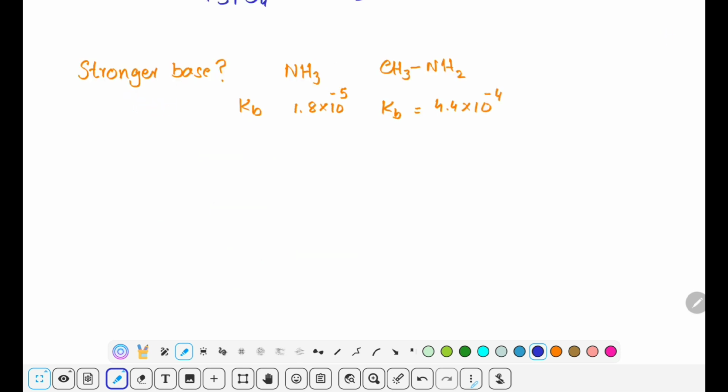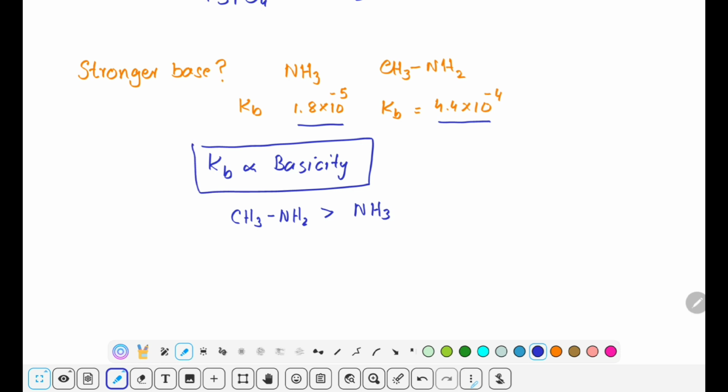In this question, we are asked to find the stronger base. Ammonia, NH3, and methylamine are the two bases. Their Kb values are given. Again, the Kb value is directly related to basic strength. If the Kb value is higher, the base is stronger. Comparing these two values, 10^-4 is a higher value and 10^-5 is a lower value. It shows that methylamine, CH3NH2, is a stronger base than ammonia according to the base ionization constant values.